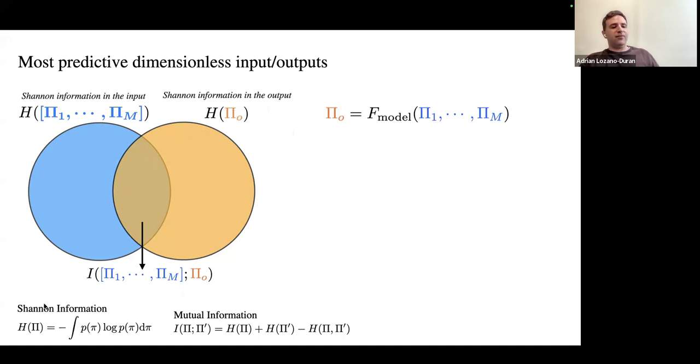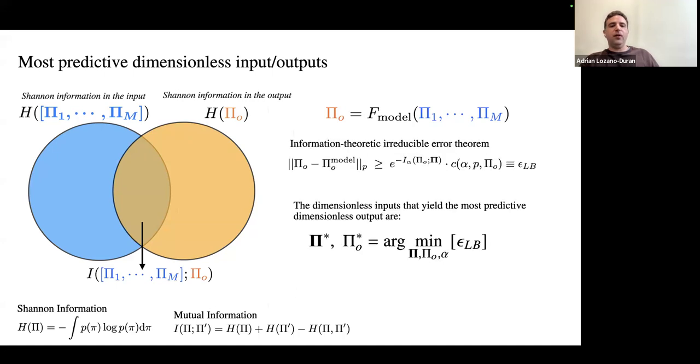And all these quantities come from information theory. One is the Shannon entropy, and the other one is the mutual information. So this formula is maybe not very important, beyond the fact that you could compute this beforehand. What we are trying to do is solve an optimization problem. We are trying to find what this overlap is and maximize it.